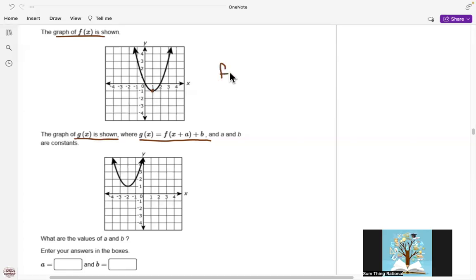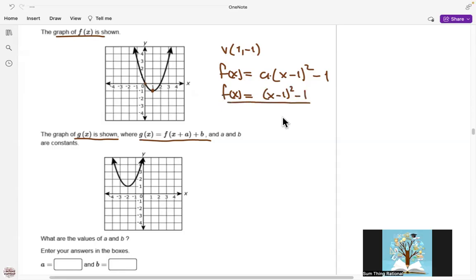f of x is in vertex form. The vertex is at 1 comma negative 1, so we can write a times x minus 1 whole square minus 1. This is the vertex form of the first function. It passes through 0, 0, so you can find the value of a, which is 1. It is not important in this question, but let's write x minus 1 whole square minus 1. This is our f of x function.